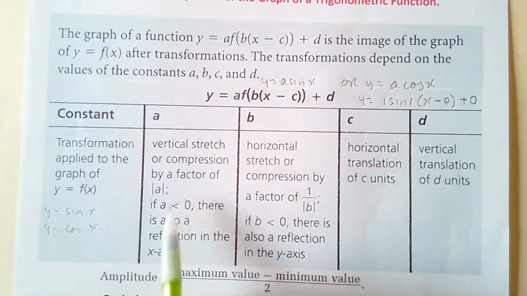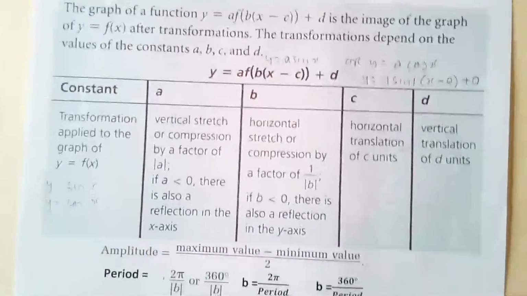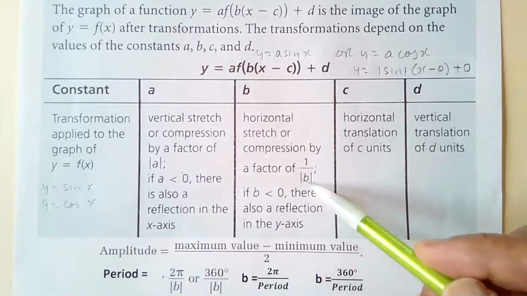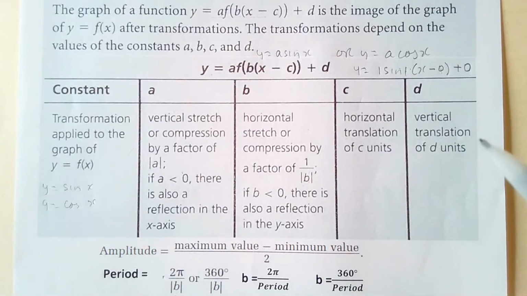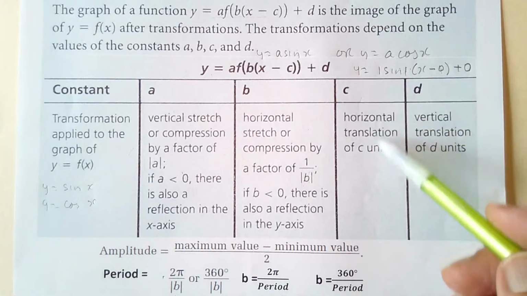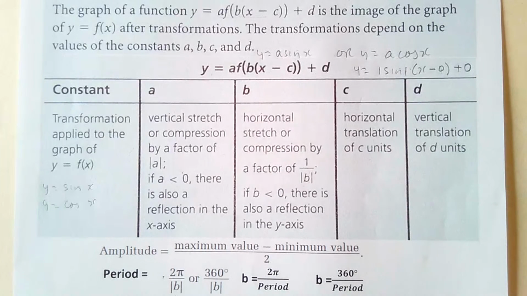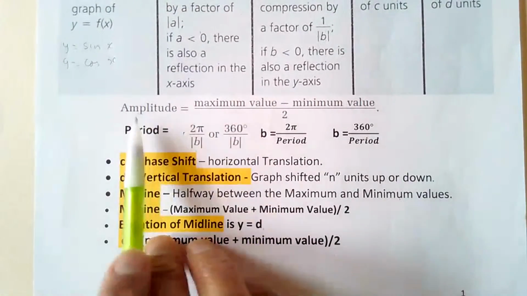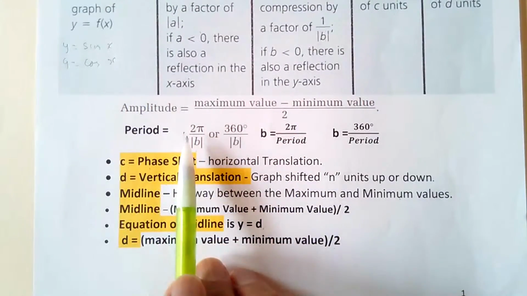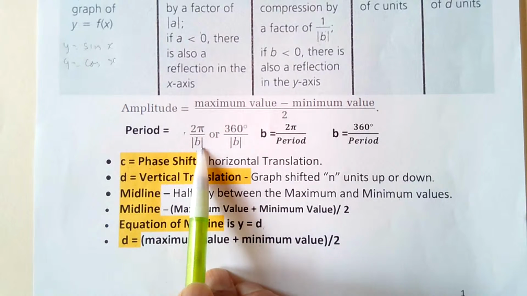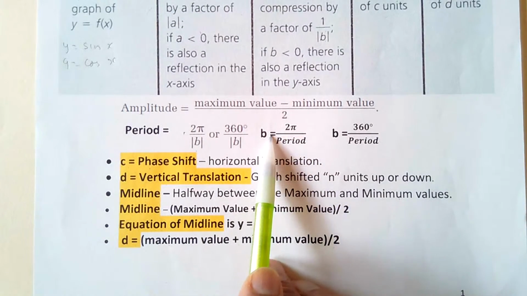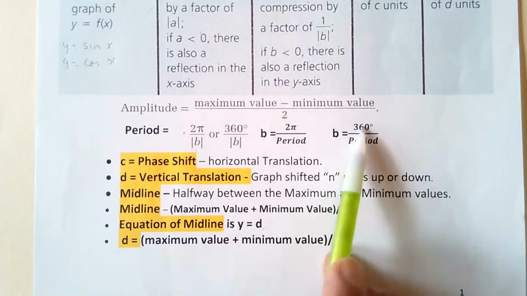So the vertical stretch is a. If it's negative, we know it's reflected. Your b is a horizontal compression, so 1 over the absolute value of b. Horizontal translation is your c, and your d is a vertical translation of d units, so you go up or down. And this is the formula way of finding the amplitude. The period is 2 pi over b, or 360 over b. Or if you want to find b, it's 2 pi over the period, or 360 over the period.